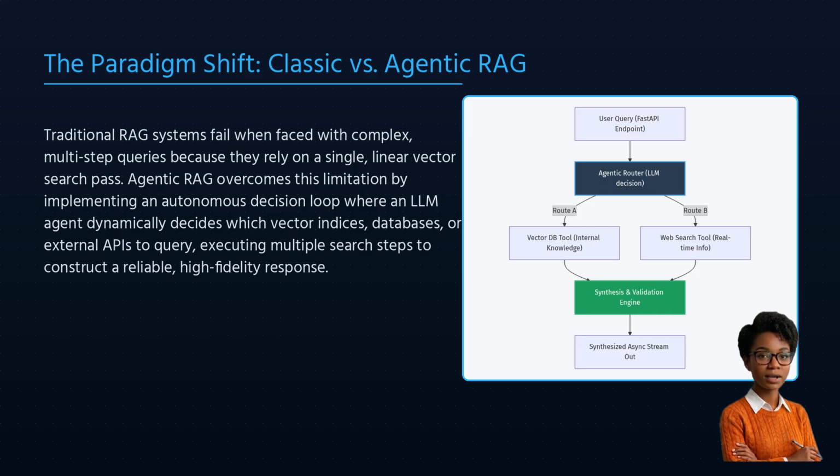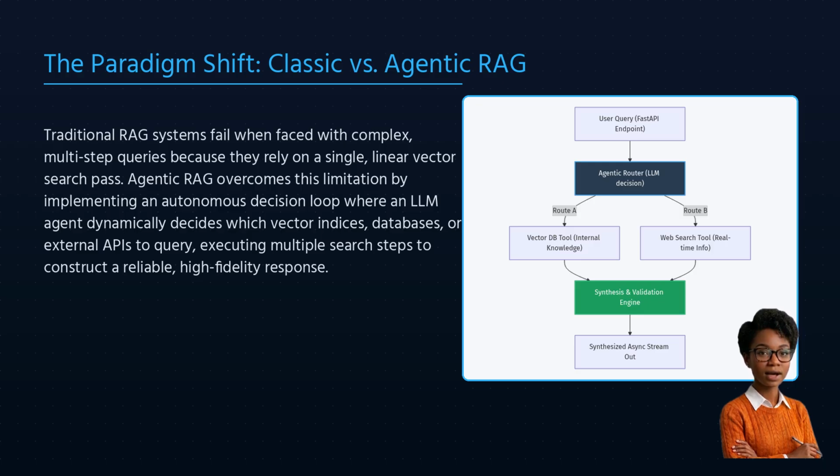Today, we are bridging the gap between theoretical agent concepts and actual, production-ready code. Traditional, linear RAG systems often fail because they lack reasoning. They simply embed a query, retrieve matches, and generate an answer. If the query requires combining multiple pieces of source documentation or checking live web data, classic RAG falls flat. That's where Agentic RAG comes in.